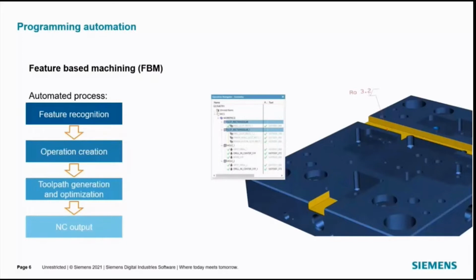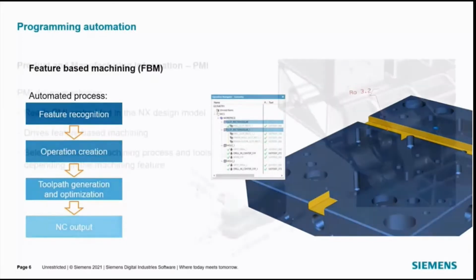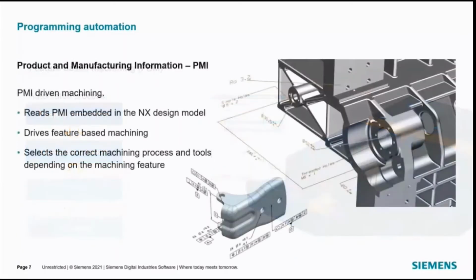Then you must generate the provided operation and do a sequence optimization to make sure the machining process is as efficient as possible. Finally, you post-process to get the needed NC output for your machine tool.